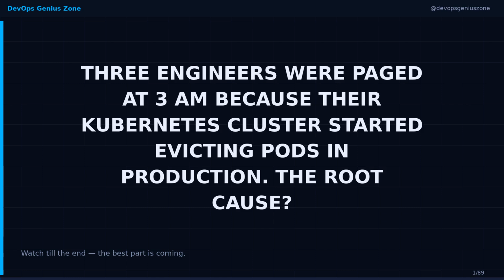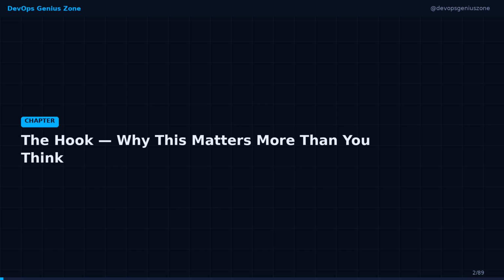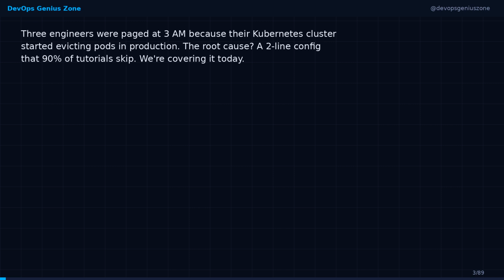3 engineers were paged at 3 a.m. because their Kubernetes cluster started evicting pods in production. The root cause? A 2-line config that 90% of tutorials skip. We're covering it today. Welcome to DevOps Genius Zone.